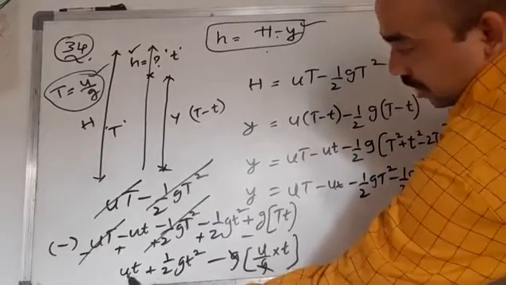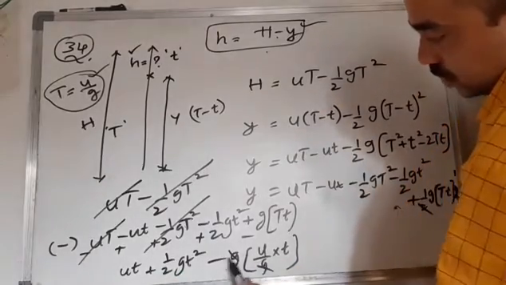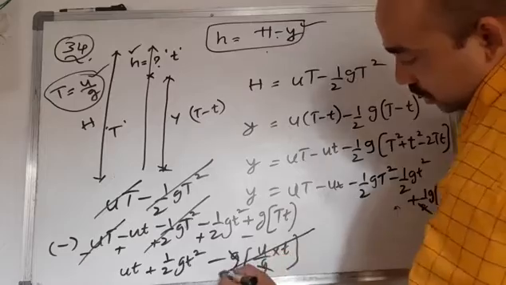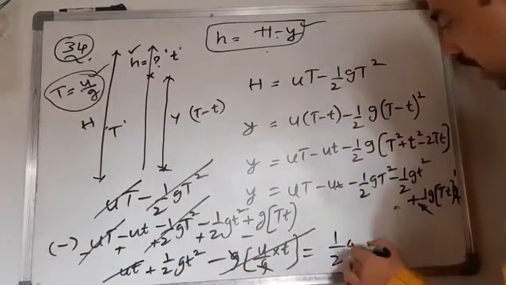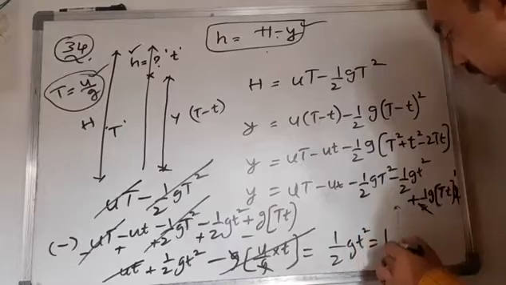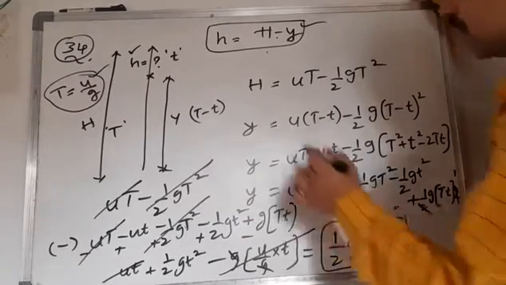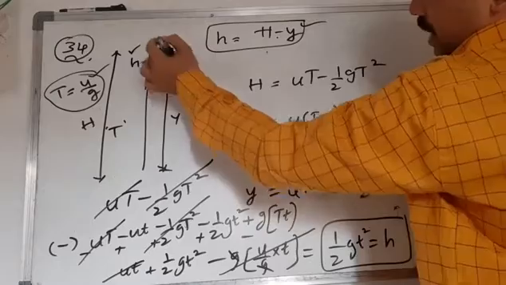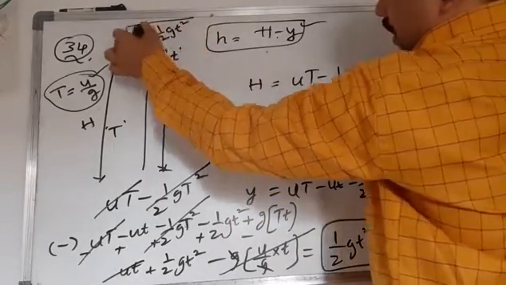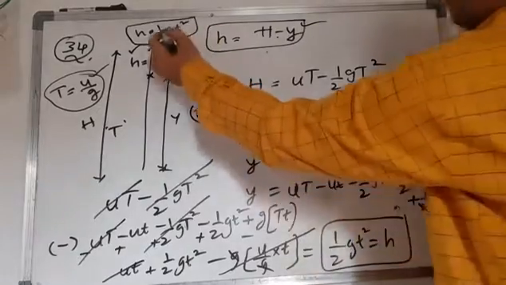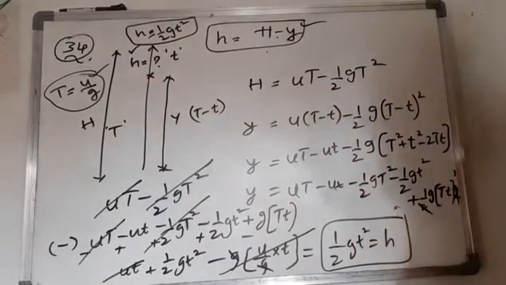Here minus, here plus ut is there. So this minus ut and this plus ut get cancelled. So remaining you get is half g t square. This is equal to h. So here the height will be small h is equal to half g t square. Like this we get the answer. Like this we have to solve.